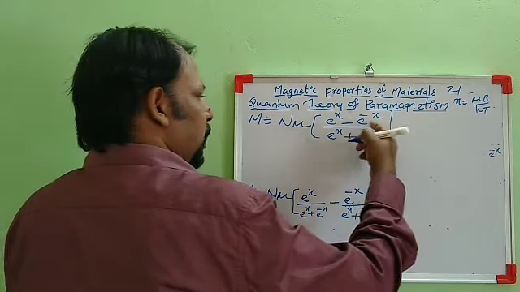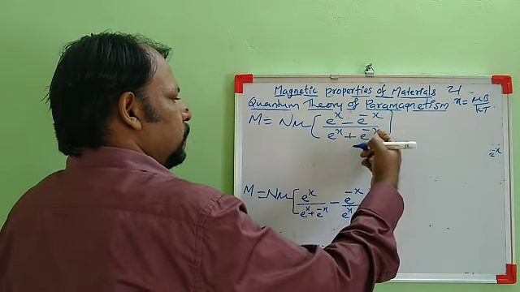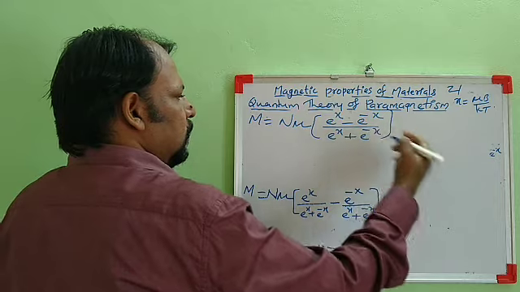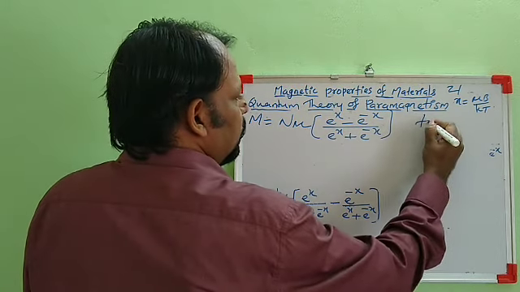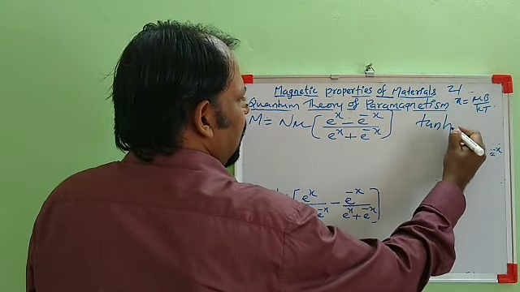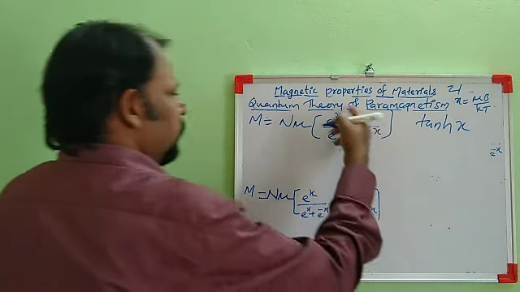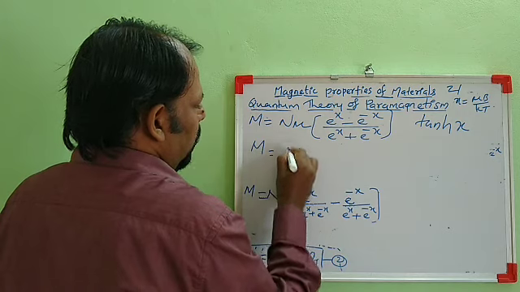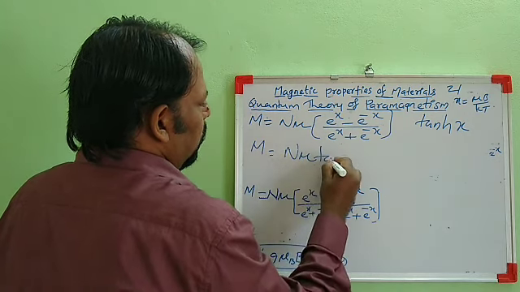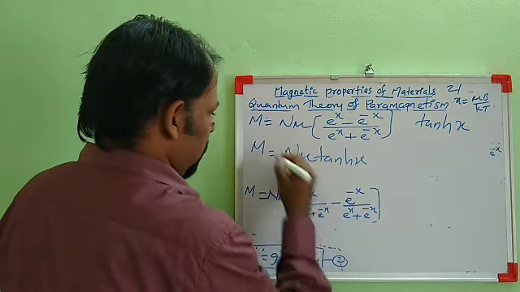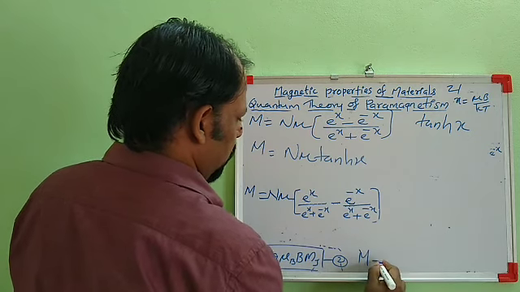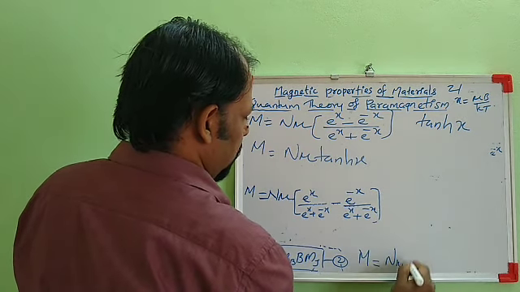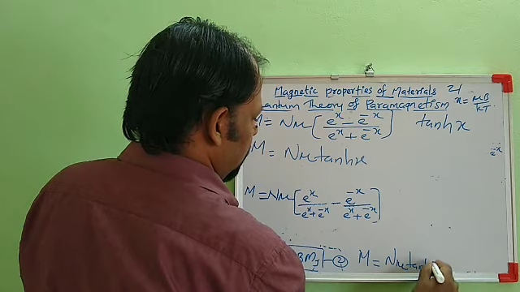E raised to X minus e raised to minus X by e raised to X plus e raised to minus X is the hyperbolic tangent function, tanh X. So instead of this equation we can write M equal to N mu tanh X. So I am writing this equation here: magnetic moment M equal to N mu tanh X.